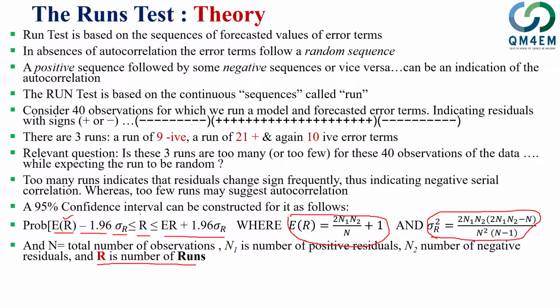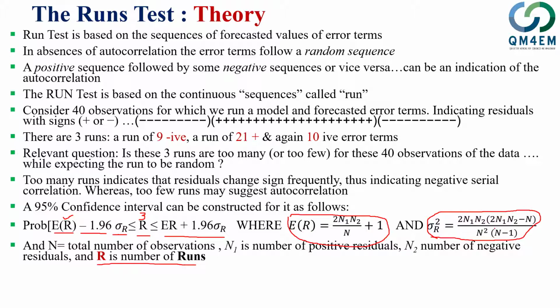So let's say we have 3 runs here. This will be 3, and then you have n1 for the positive number of residual values and n2 for the negative values. So you plug in n1 and n2. That's the number of positives and the number of negatives, divided by the total number of observations, plus 1. Here it is 21 positive and 19 negative. So you multiply 21 by 19, then multiply it by 2, divide it by 40, and then you add 1 to it, so that will give you the value of ER.